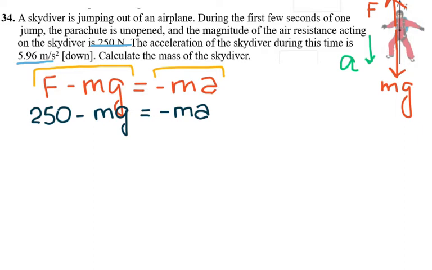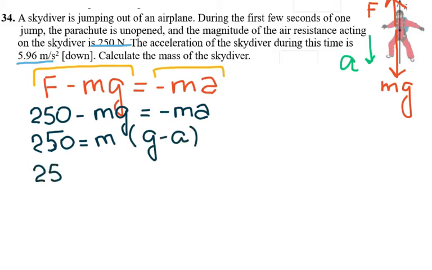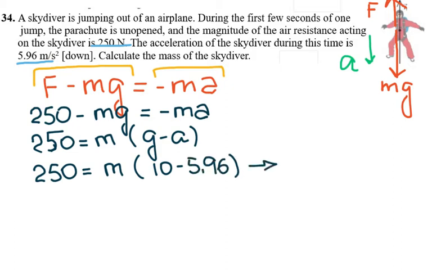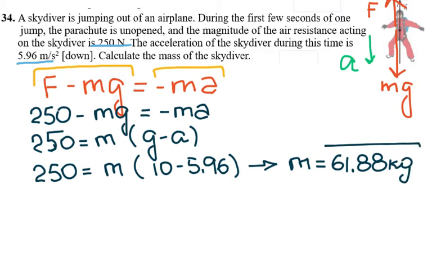So what I have is 250 equals, I'm going to factor out m when I move this term to the other side. What I have is g minus a. Then I have 250 equals mass times g, which is 10, minus the acceleration that they give you, 5.96. So from here I can find out that the mass of the skydiver is equal to 61.88 kilograms. And this is if I choose g to be 10.